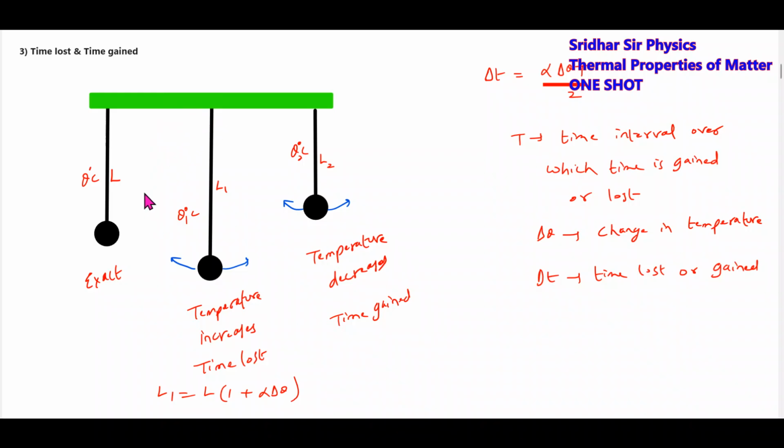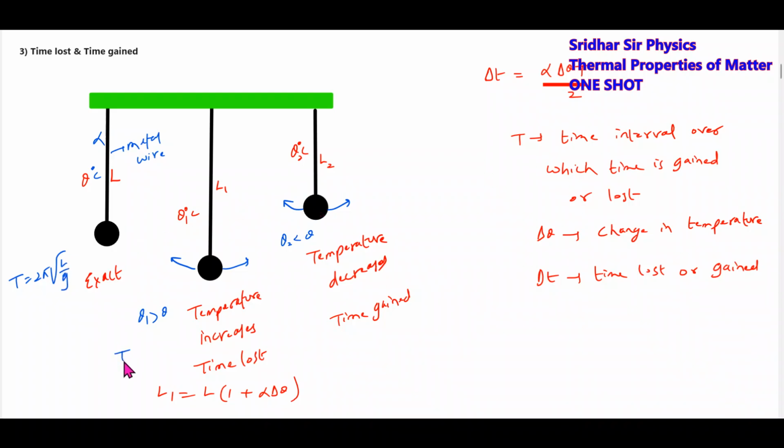Effect of temperature on the length of a pendulum. Here we are considering a pendulum made up of a metal wire with coefficient of linear expansion alpha. This pendulum is exact at theta degrees Celsius, having a length L. The time period is given by 2 pi root L by g. As I increase the temperature, theta 1 greater than theta, it will expand and the length will increase. Proportionally, the time period of the pendulum will increase, and time will be lost. Similarly, if I decrease the temperature, theta 2 less than theta, then the length of the pendulum will decrease, and the time period will decrease.